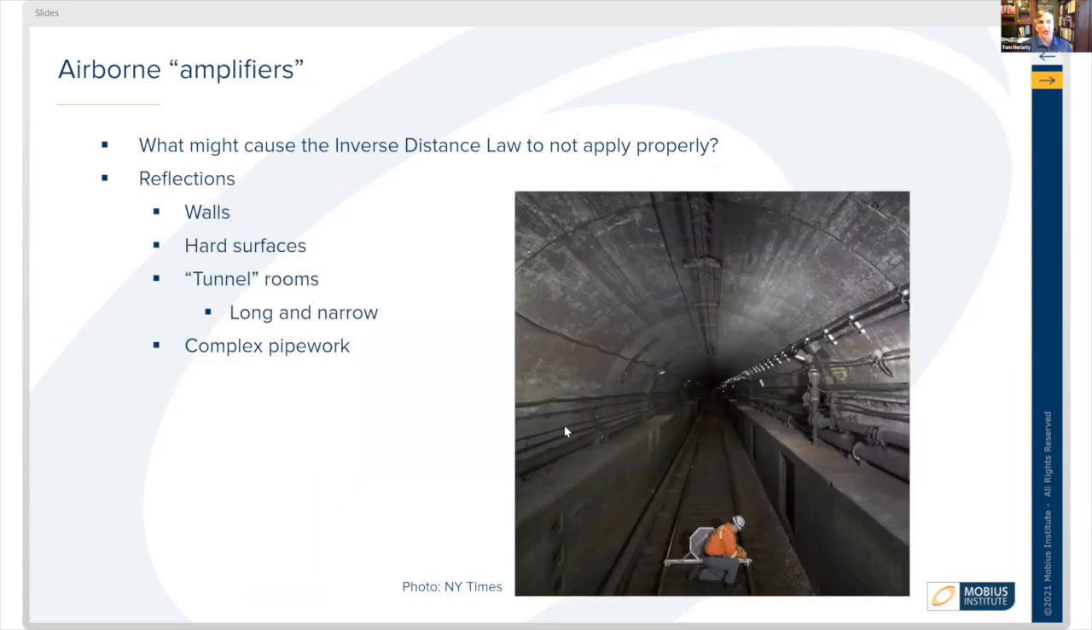The other thing is amplification. It can also cause a problem with the inverse distance rule because of reflections off of walls, hard surfaces, tunnel rooms, long, narrow, or complex piping, any hard surface where sound can reflect.